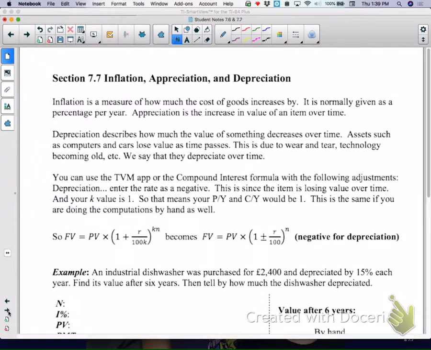Now, you can either do this with the calculator or with the compound interest formula. If you use the compound interest formula, and you're doing depreciation, you need to put your rate in as a negative because you're losing that value over time. Don't subtract it from 1 the way we did with our sequences before. That was a little bit of a different scenario. So you put it in as a negative. And your K value is going to be 1 because there's no compounding, so it's just 1. If you're doing it by hand, your K value is 1. In the calculator, your PY and CY would be 1.